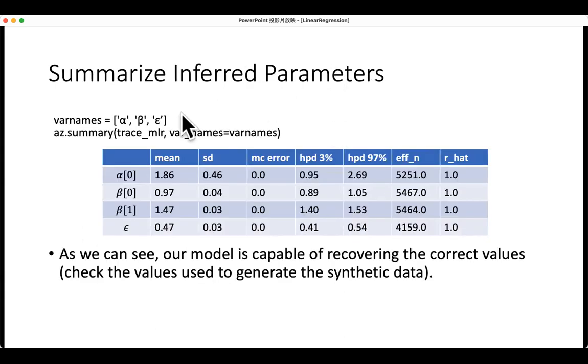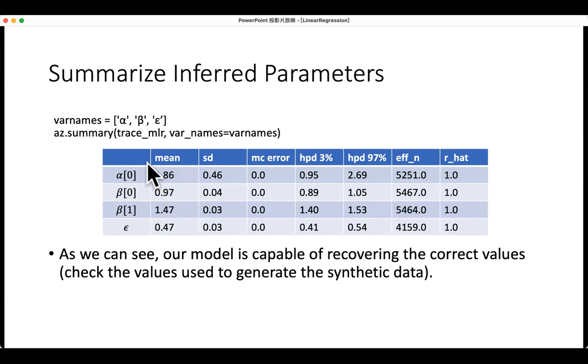And what are we going to have? Because it's a three-dimensional hyperplane, it's difficult to illustrate, but we can generate a summary of these inferred parameters. As you can see, we only have one alpha, and it's 1.86. Beta 0 is 0.97. Beta 1 is 1.47. Epsilon is 0.47. Those are, of course, means.